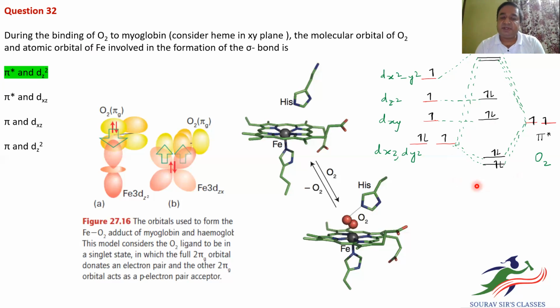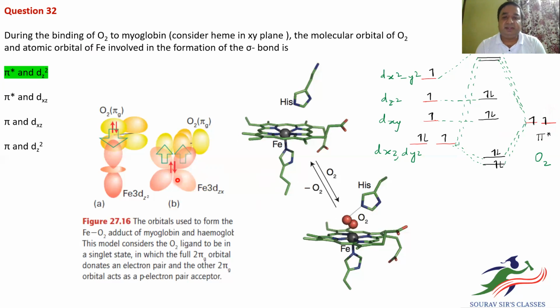So what is happening over here now? This electron is coming from the oxygen in the Z direction. Now, which is the orbital that will be lying in the Z direction? For a square pyramidal geometry, obviously it is going to be dz square. So it is the Fe dz square that will accept the lone pair from the oxygen 2 pi g. Now, while giving away the electron density back to the oxygen, again it will be the pi star orbital that will be functioning as the acceptor.